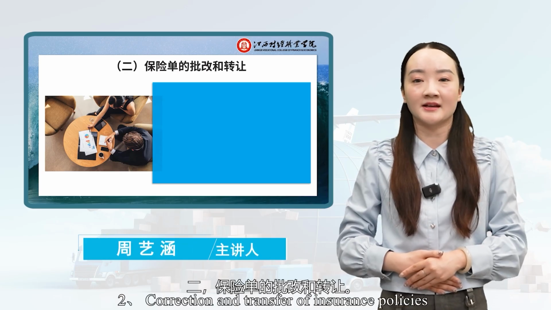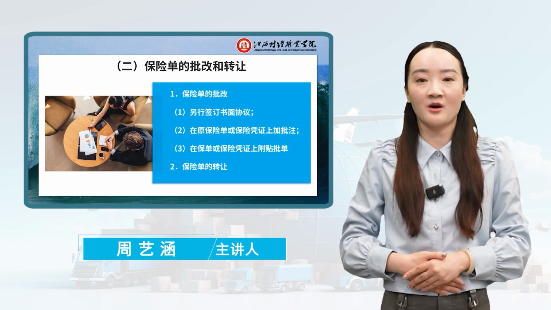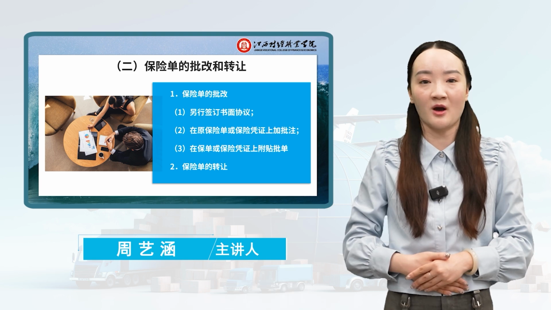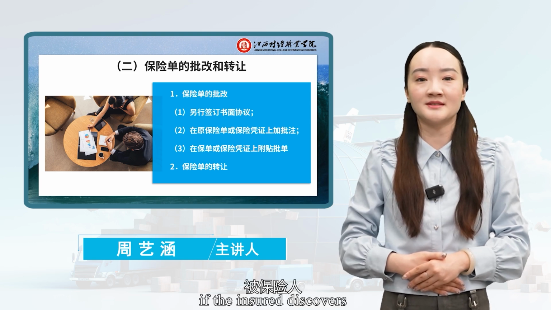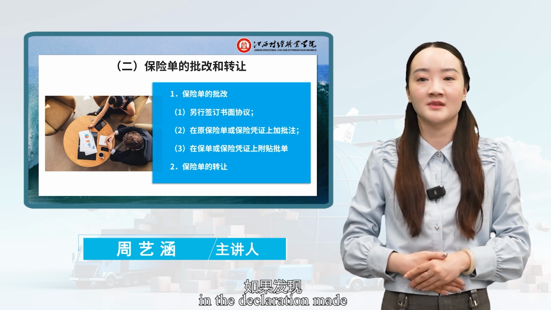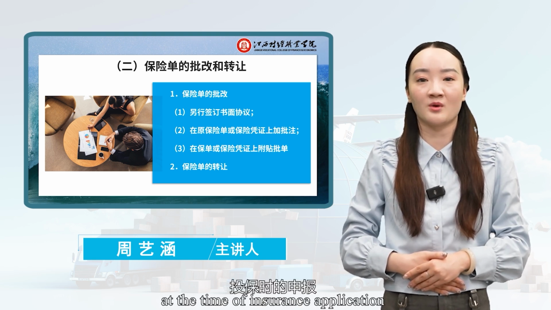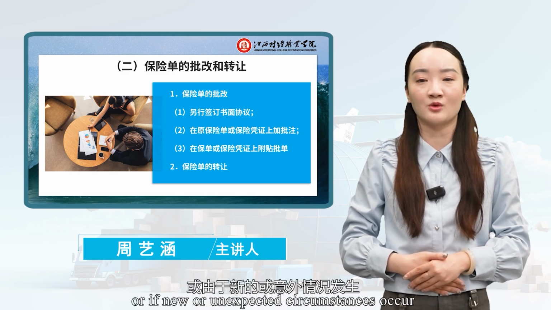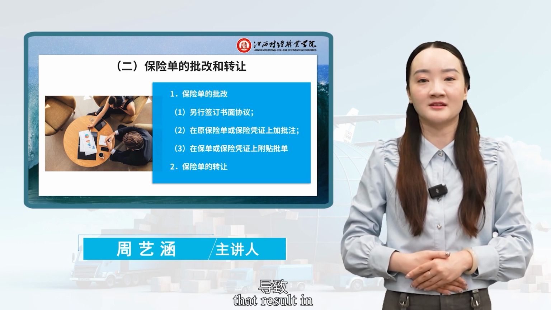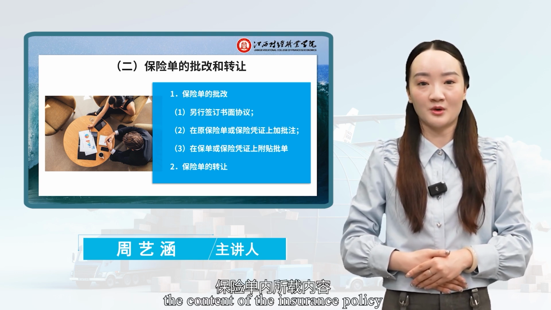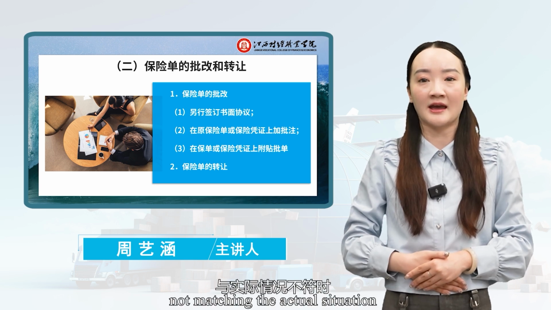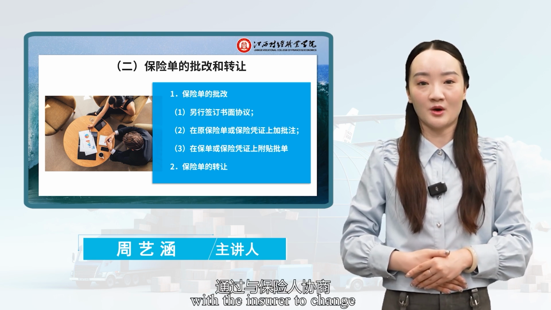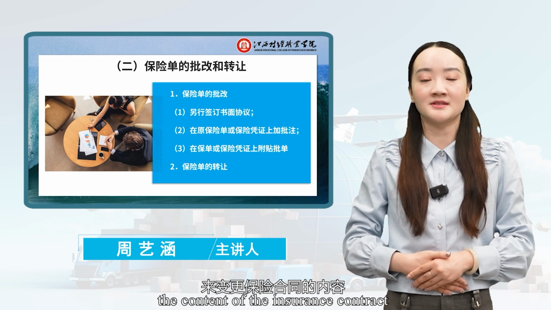Second, correction and transfer of insurance policies. After the issuance of the insurance policy during the validity period of the insurance contract, if the insured discovers that the declaration made at the time of insurance application has errors or omissions, or if new or unexpected circumstances occur that result in the content of the insurance policy not matching the actual situation, the insured can apply for correction and negotiate with the insurer to change the content of the insurance contract.